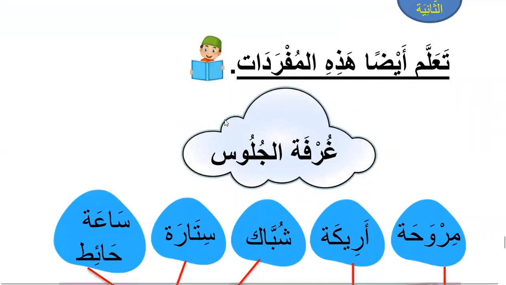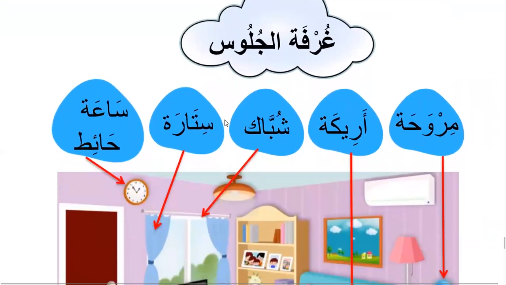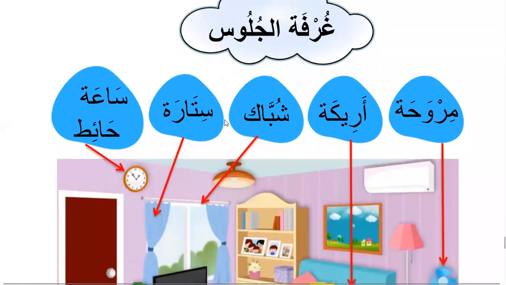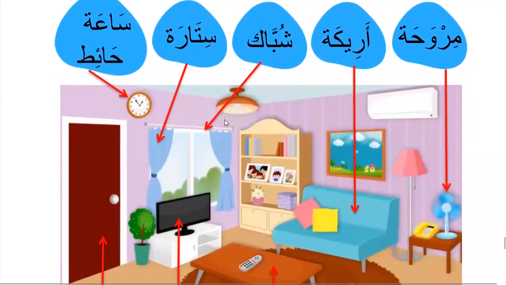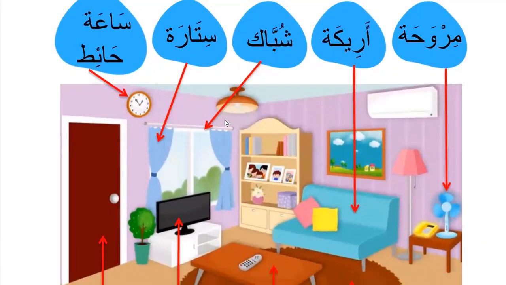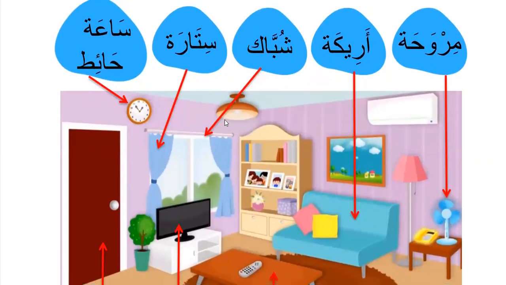Next, we have some more vocabulary. Ghurfatul Julus. Mr. Rayan, read this. Yes. Ghurfatul Julus, sitting room. Mirwaha, fan. Arika, sofa. Shubbak, window. Sitara, curtains.